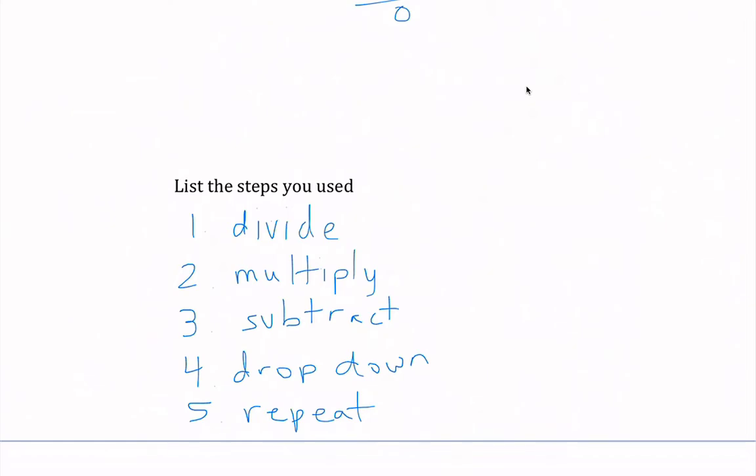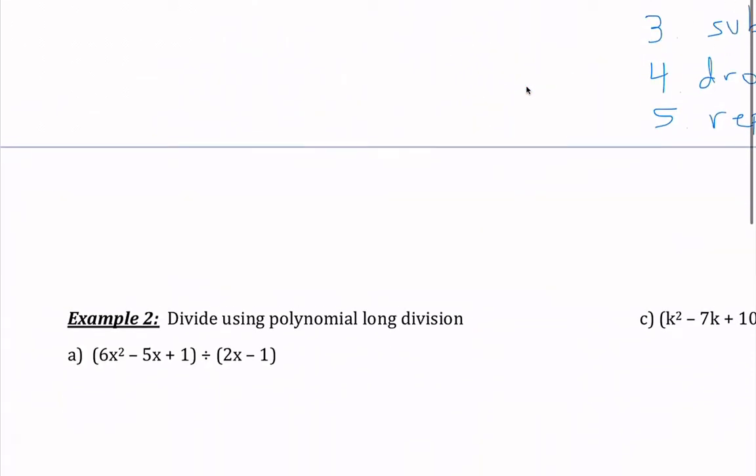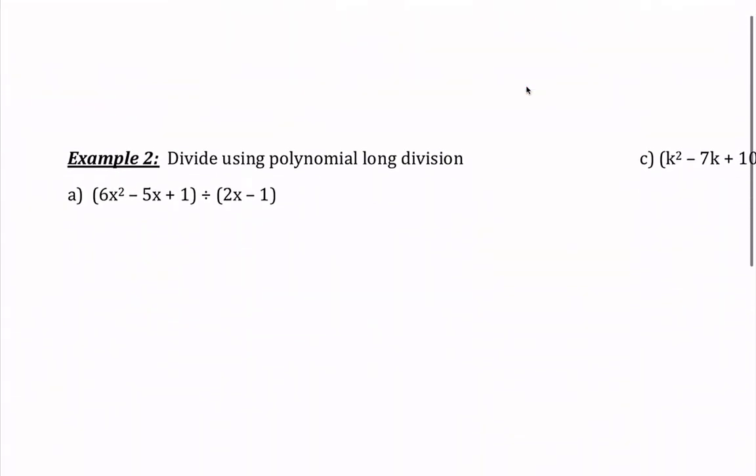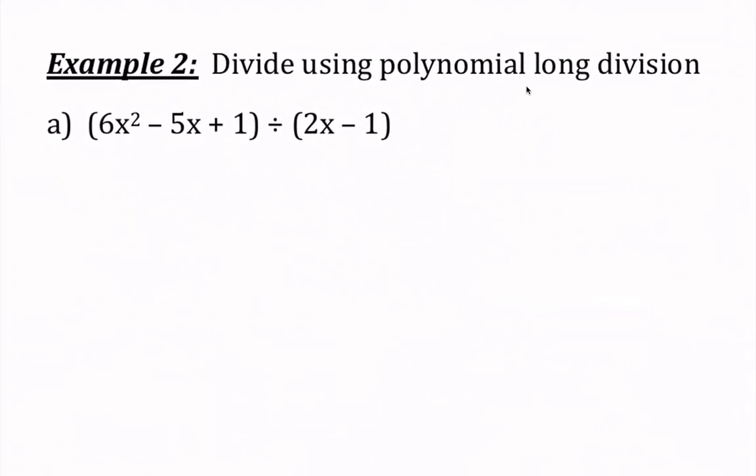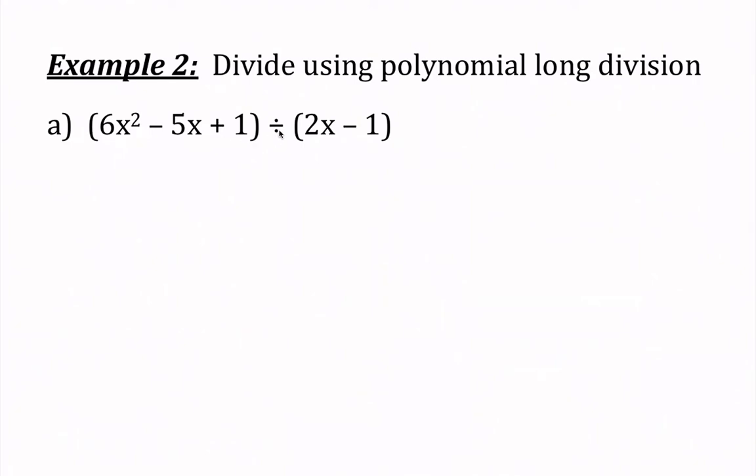All right, so we're going to be using the same idea, but stepping it up a notch. So same steps, same idea, but let's do this. Okay, so I want to take 6x squared minus 5x plus 1 and divide it by 2x minus 1. So let's go ahead and set that up.